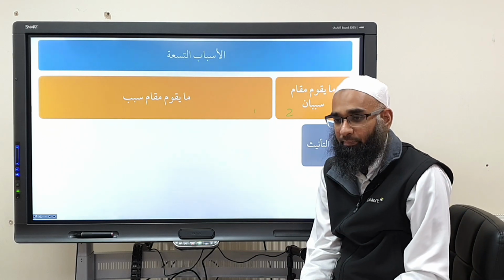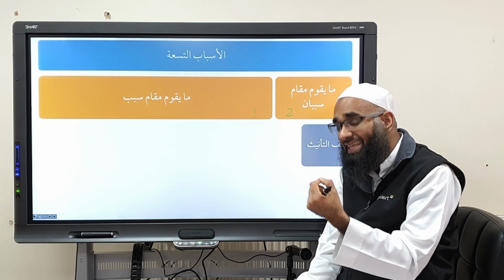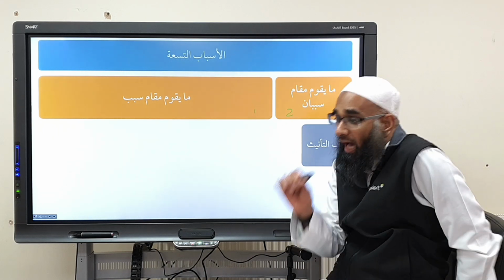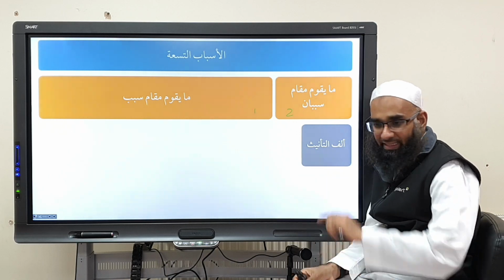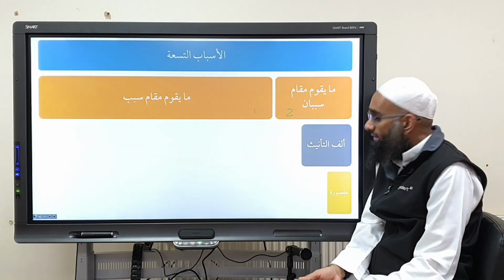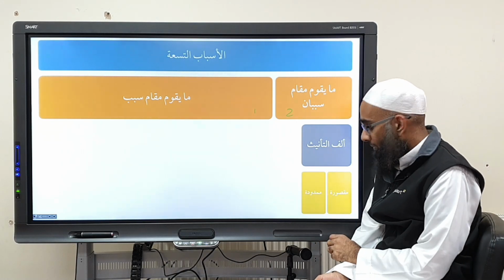Alifut ta'neeth. If a word has an alif of feminine, alifut ta'neeth at the end, then we say this word is ghayr munsarif. It doesn't need any other sabab. And this alifut ta'neeth can be alifun maqsura or alifun mamduda.